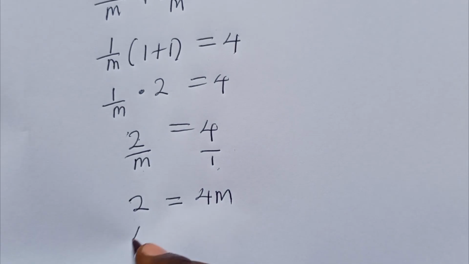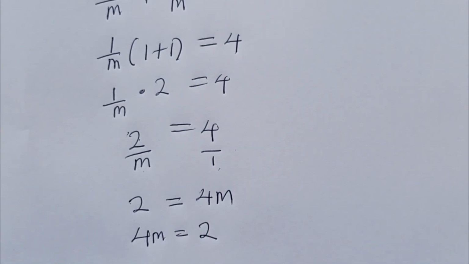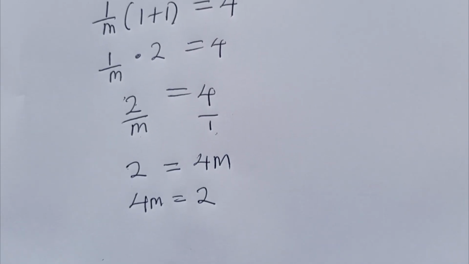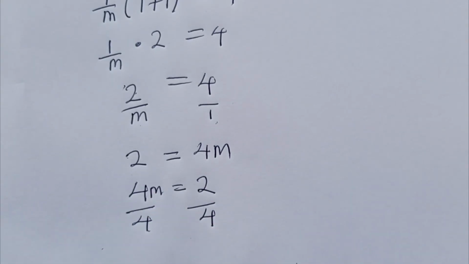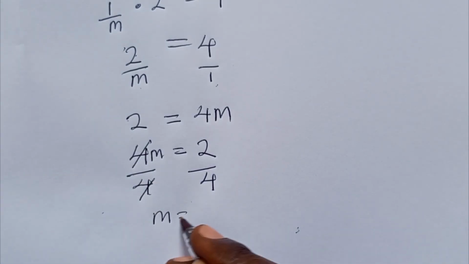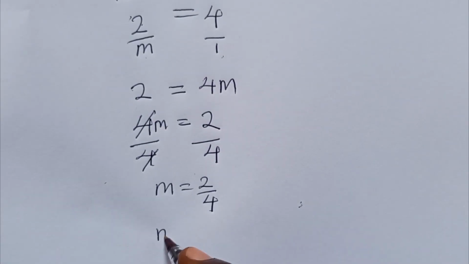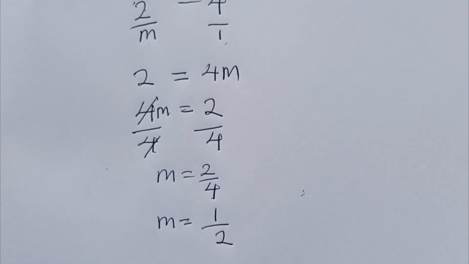But let's bring 4m to the left hand side and write this on the right hand side. So this is actually the same thing, either 2 equals 4m or 4m equals 2. So we divide here by 4, divide here by 4. Dividing both sides by 4, 4 divides 4, and I'm left with m as 2 over 4. But actually we can simplify this as 2 will go into 2, 1, and 2 will go into 4, 2. So the value of our m is 1 over 2.